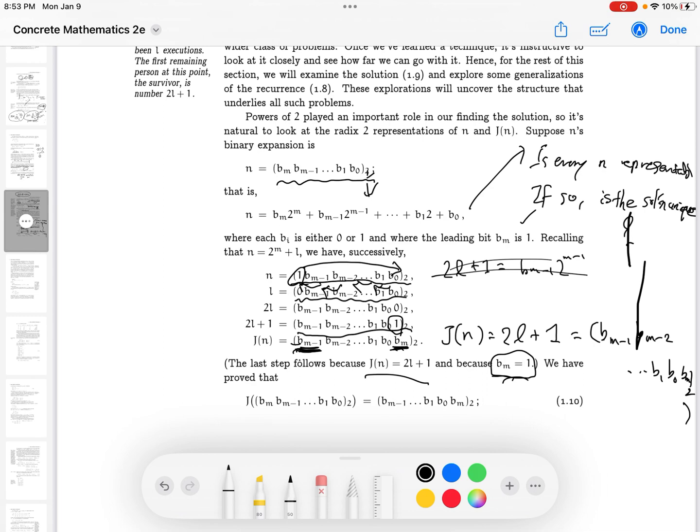We have proved that when the radix representation is passed into the Josephus function, every coefficient is shifted over to the left, and the first one goes to the tail. Which is amazing when we look at this in terms of the radix 2 representation.